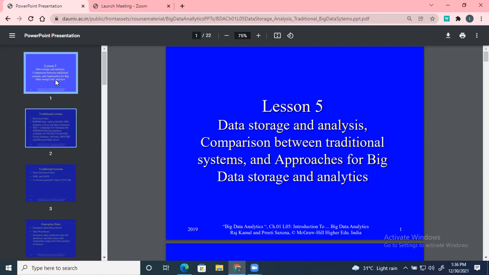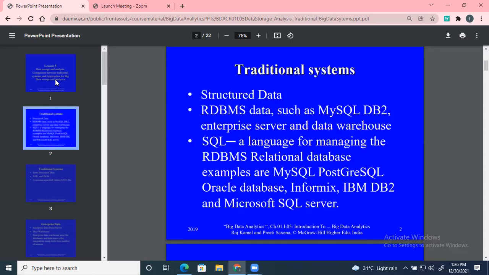This is the topic of traditional systems. The traditional system is structured data. We know structured data. Structured data means we can't change the structure of the data. It is already predefined, and the user cannot define it. That is called traditional data.